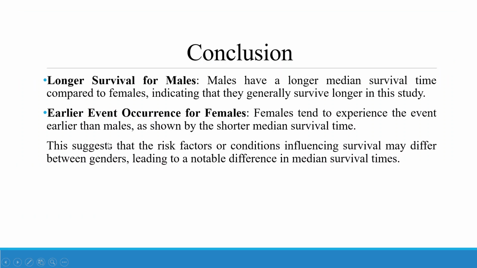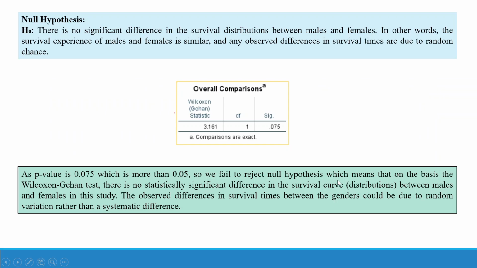So the conclusion is longer survival for males. Males have a longer median survival time compared to the females, indicating they generally survive longer in this study, that is the study related to the cancer patients. Earlier event occurrence for females. Females tend to experience the event earlier than males, as shown by the shorter median survival time. This suggests that the risk factors or the conditions influencing survival may differ between the genders, leading to a notable difference in median survival times. So this is according to the median survival time, but according to the test, the difference is not so large.